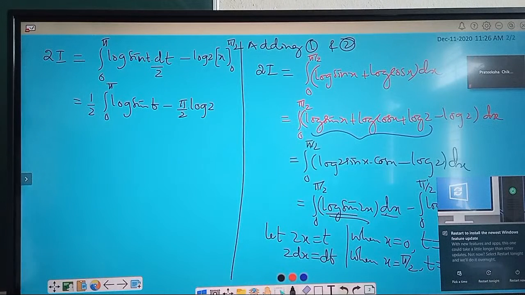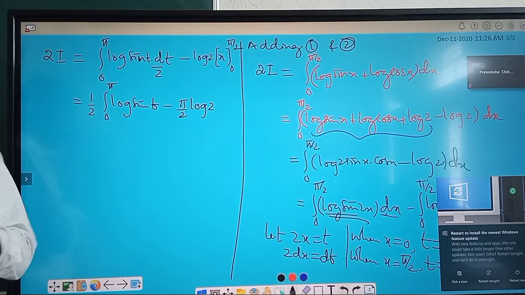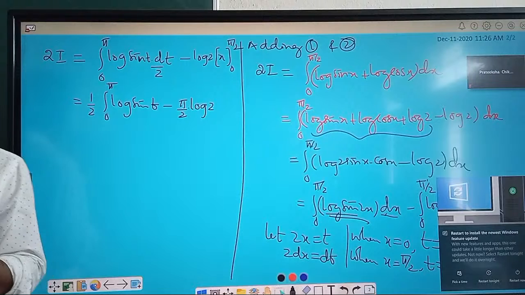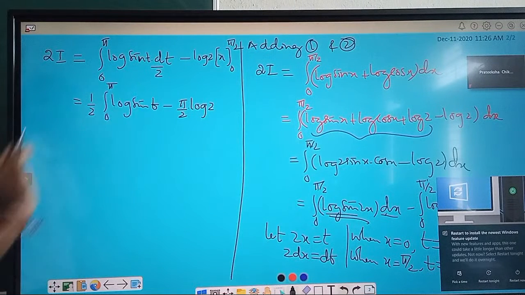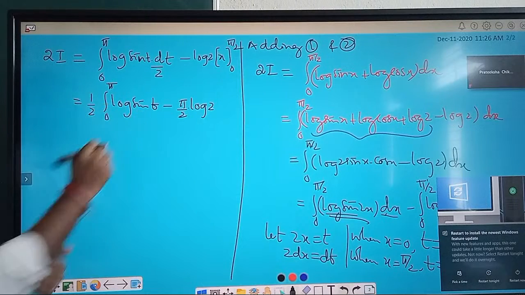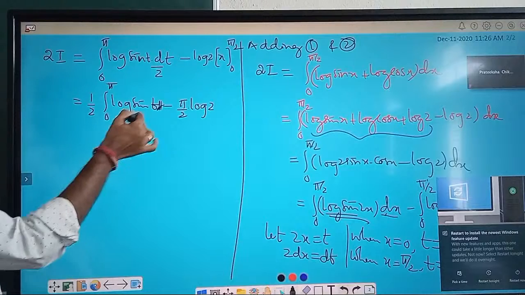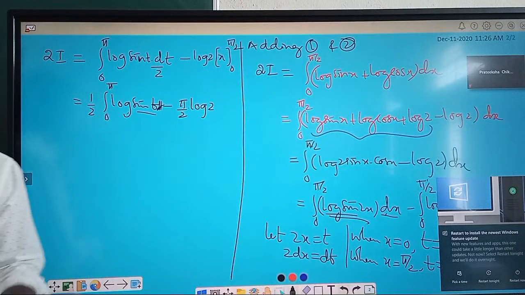So look at this. Half, 0 to pi, log sin t minus pi by 2 log 2 is there. But actually, my original integral has the limit pi by 2. Given 0 to pi by 2, I can change t to x, dt to dx. There is no issue with this t here because it's a dummy variable.